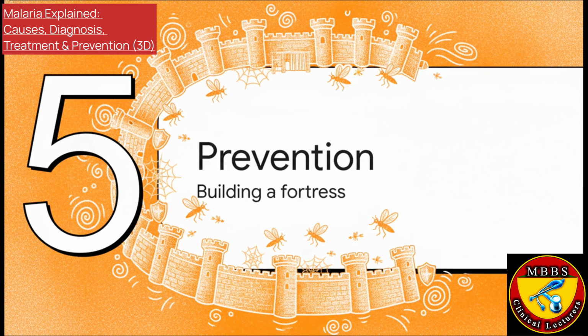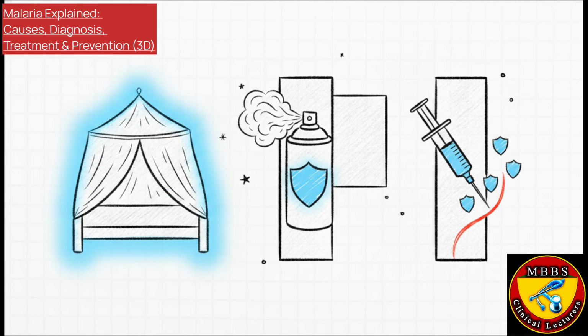Section 5, the ultimate goal, prevention, building a fortress against return. Treating the disease after a breach is amazing, but true victory means making sure that mosquito never delivers its payload in the first place. To build this fortress, we rely on three main pillars. First up, sleeping under insecticide-treated bed nets. These act as a physical shield draped over a bed that not only blocks the mosquito, but neutralizes it. Second, indoor spraying, which creates a defensive barrier right inside the home.